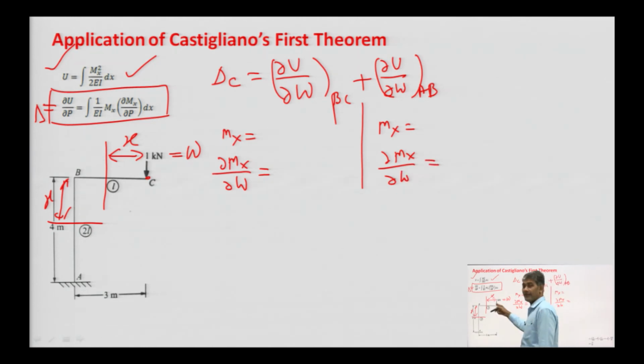Okay. So, replace 1 kilonewton by W. Then what is the value of M x for this section? For this section, it will be 1 into x. For clockwise, if we are taking minus, so it is minus x.